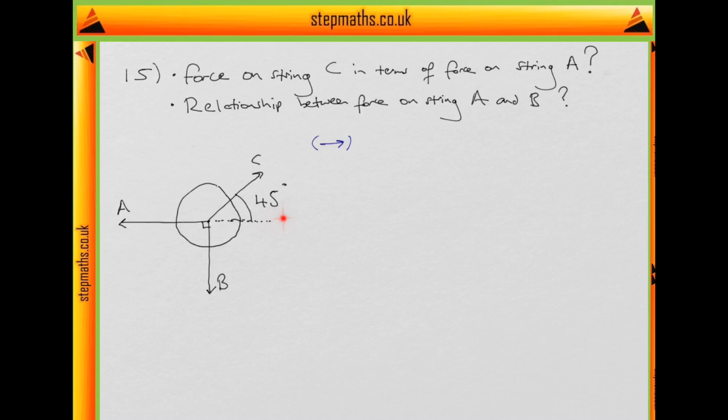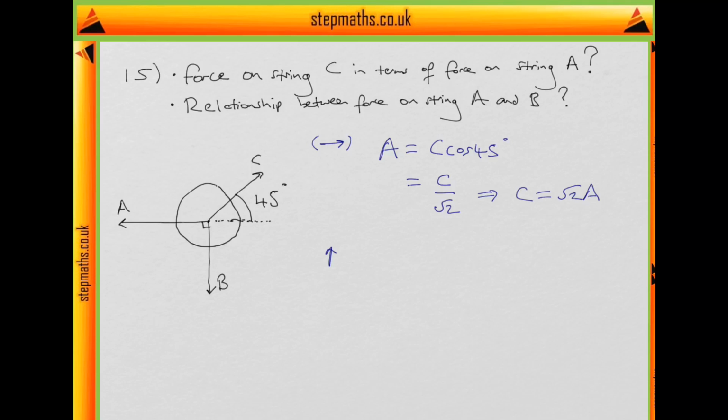Now, as the ball is static and there's no net force, we must have that A equals the C component in this direction, i.e. the force A is equal to C cosine 45 degrees. Now we know cosine of 45 degrees is 1 over root 2, so you must have that A equals C over root 2, yielding our answer to the first part, that C equals root 2 A.